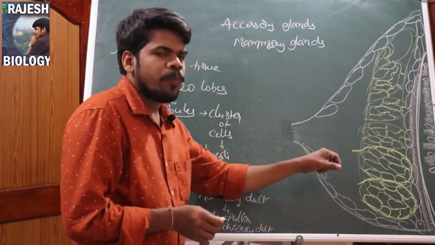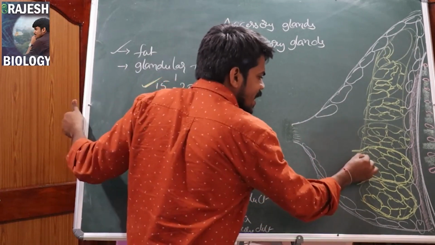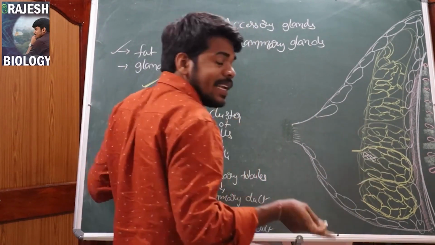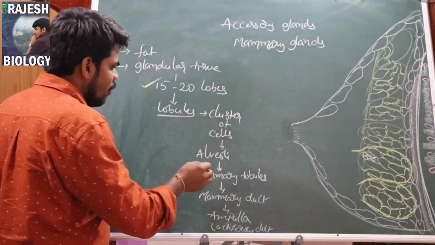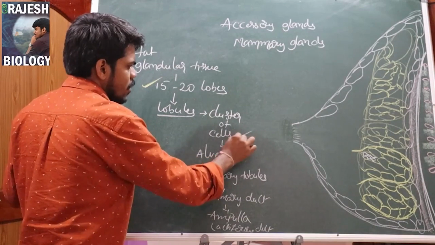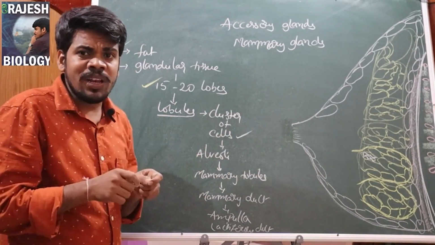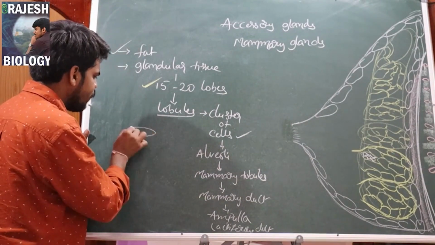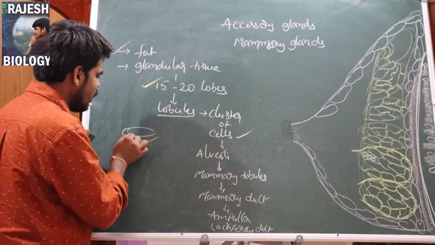And if we open, each and every lobule has so many cells. They are called alveolar cells. They secrete the milk, and the secreted milk is stored in that sac. Just imagine it is the sac.